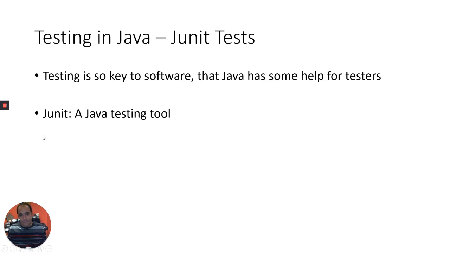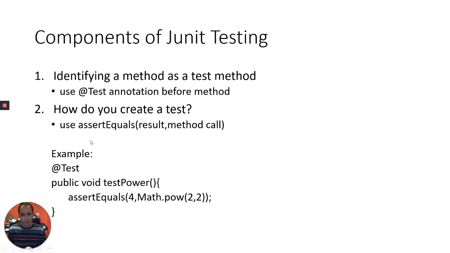So in Java, obviously there are many different testing methodologies you can follow. Java has a tool that is designed to help you test at a method level, and that tool is called JUnit testing. I'm going to run through how that works and give you a quick demo. The idea is that you can identify a particular method as being a test method, and the way you do that is using that at symbol annotation that we've seen before.